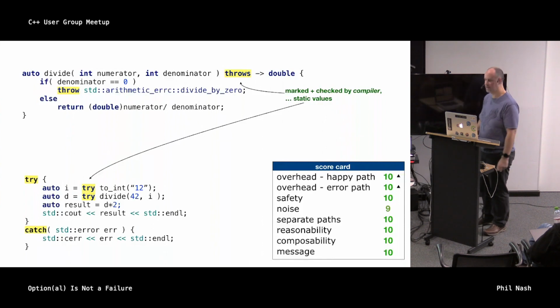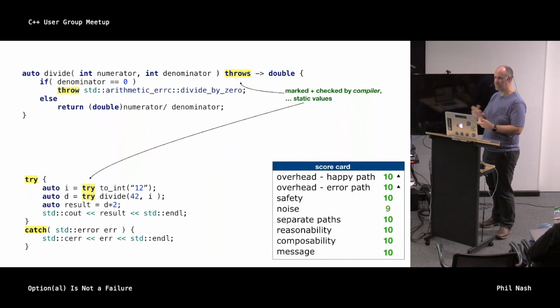Safety is about as good as it gets as well. We've got all the plus sides of exception handling, plus the marked propagation. We've got the nice clear separation of happy path and error path, so those scores are up as well. Same with reasonability, we now again benefit from the marked propagation.